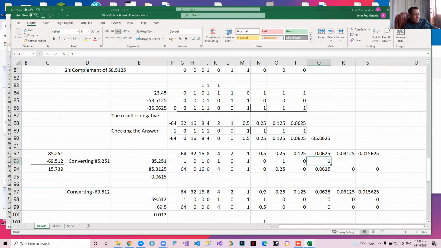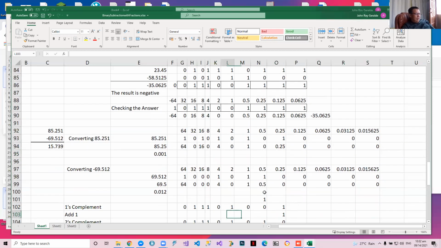Can we have this? No, that will become negative. Can we have this? No, that will also be negative. This, that will also be negative. Can we have this? No, so hanggang dito tayo, okay? 85.251, okay? Now, 69.512 will convert, no?